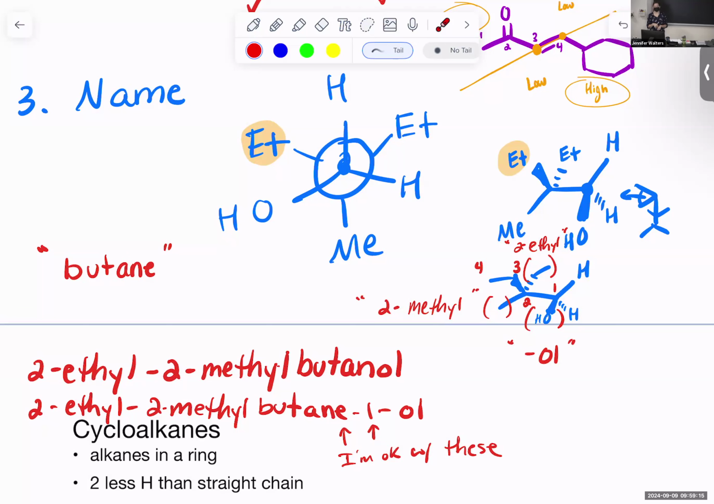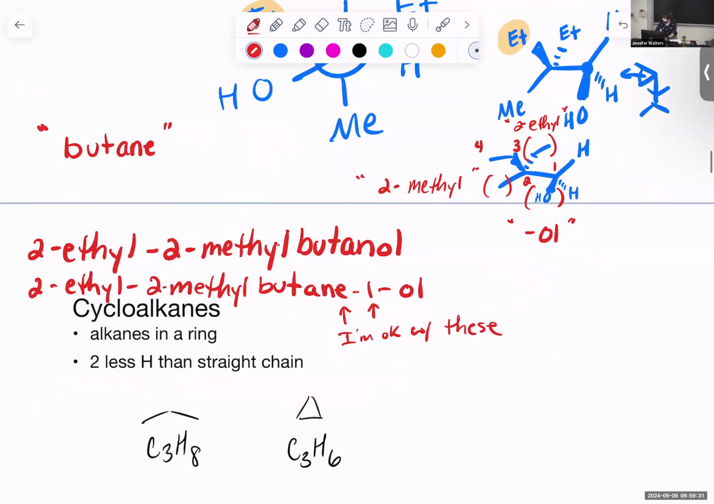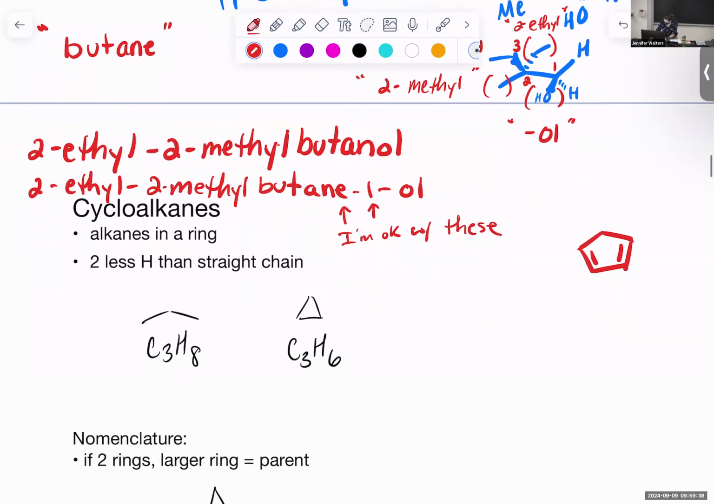The reason it's not clear is because, especially for our 5, 6, 7, and 8, they become penta, hexa, hepta. We just normally drop the A because you don't do double vowels. But if you had a diene, for example, this molecule is cyclopentadiene. The A comes back because now I have a vowel and a consonant.